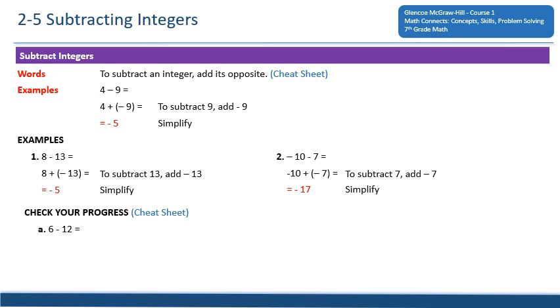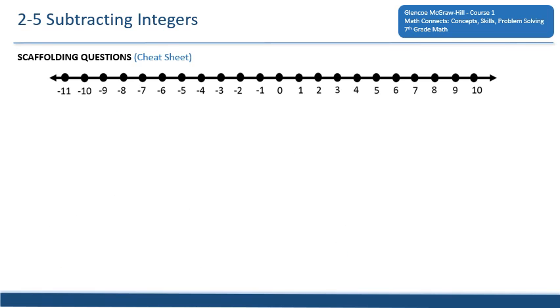Check your progress. 6 minus 12. 6 plus -12 equals -6. So -20 minus 15, we're going to add the opposite, so it's going to be -20 plus -15, which is -35. And then C, -22 minus 26, we're going to have -22 plus a -26, and that's going to be -48. Scaffolding questions.